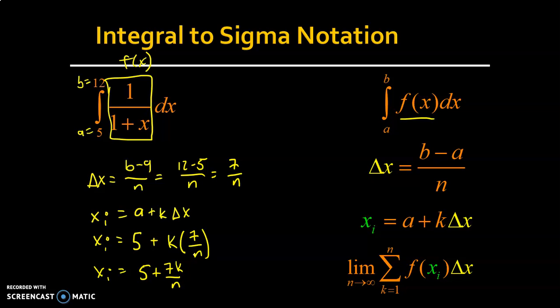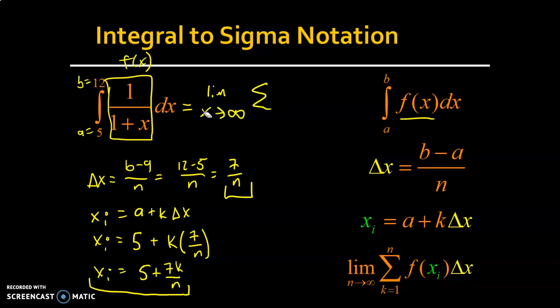Either of these is fine. And now I just need to take my delta x and my x sub i and plug them into this formula. So this definite integral can be rewritten using sigma notation as the following.